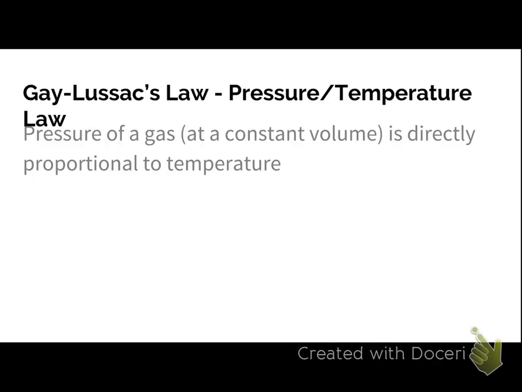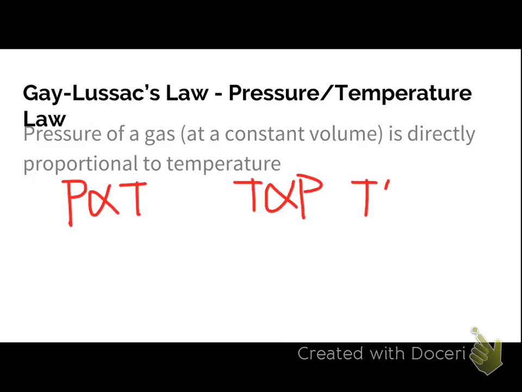Next law is Gay-Lussac's law, which is going to deal with our pressure and our temperature. This law tells us that the pressure of a gas, which is at a constant volume, so our volume is staying the same, it is not changing, is directly proportional to the temperature. So your pressure is directly proportional to temperature. Your temperature is directly proportional to your pressure. So as my T goes up, my P goes up.